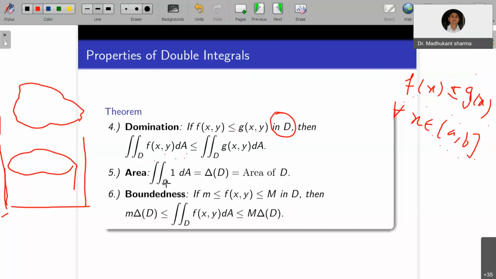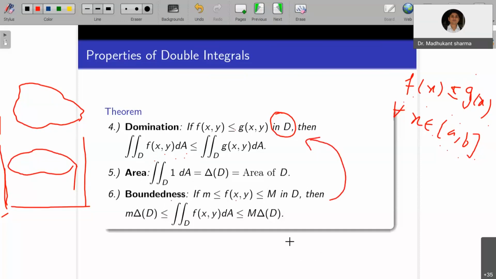Now if you replace f of x, y with 1, it will represent the area of the domain. I hope that is easy to get, because this dA is nothing but the area element, and if you perform the integral over the entire domain, it will cover the whole area of the domain. Now this boundedness property will follow from this.